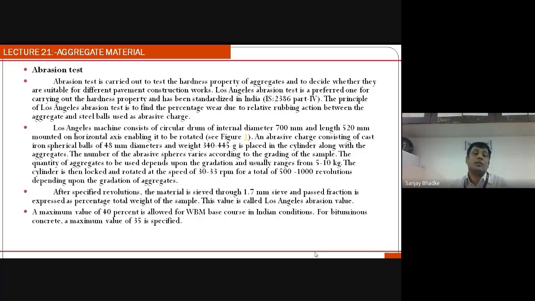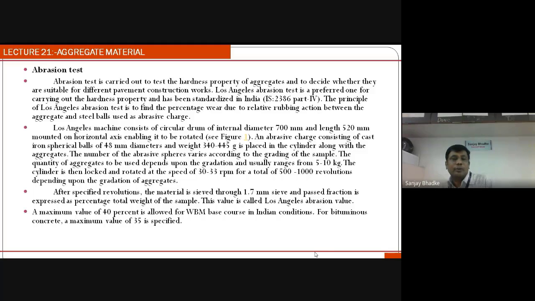The cylinder is then locked and rotated at a speed of 30 to 33 rpm for 500 to 1000 revolutions. After the specified revolutions, the material is sieved through a 1.7 mm sieve and the passed fraction is expressed as a percentage of the total weight of the sample. This value is called the Los Angeles abrasion value.